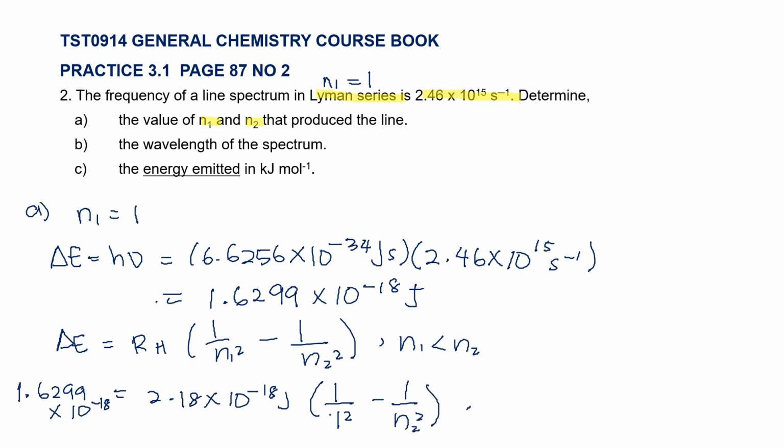So for the N2 value, calculate using your calculator, it will equal 1.99. So this is rounded off to 2. So N2 is 2. N1 for this question is 1, and N2 equals 2.